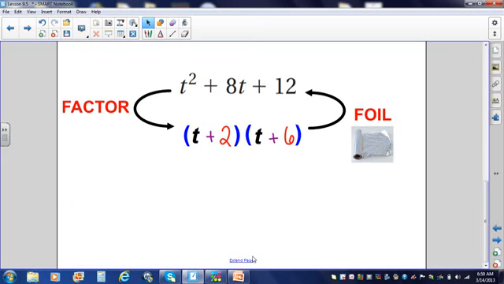So, visual people, this may help you out, and then we are out of here. When I'm doing factoring, I'm going backwards. Remember, if I gave you the binomials, you would FOIL them, and it would give you t squared plus 8t plus 12. Now I'm giving you the answer to a FOIL problem, and I'm asking you to factor it to get back to the beginning of FOILing. So it's just FOILing backwards.